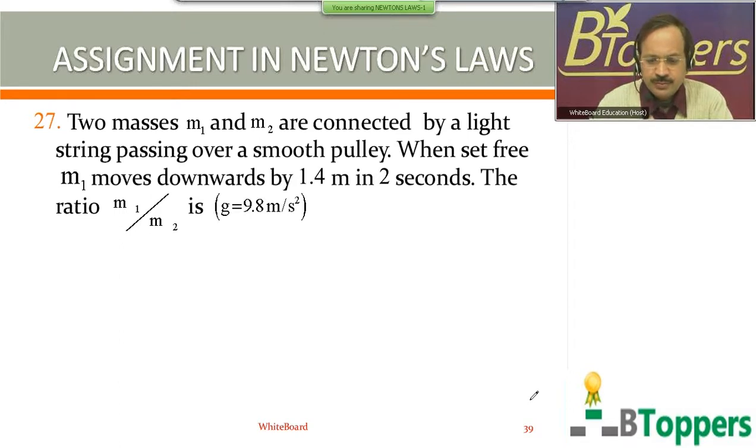See question number 27. Two masses M1 and M2 are connected by a light string passing over a smooth pulley. When set free, M1 moves downwards by 1.4 meters in 2 seconds. The ratio M1 by M2 is, g is 9.8 meter per second square. So I am going to discuss this problem.